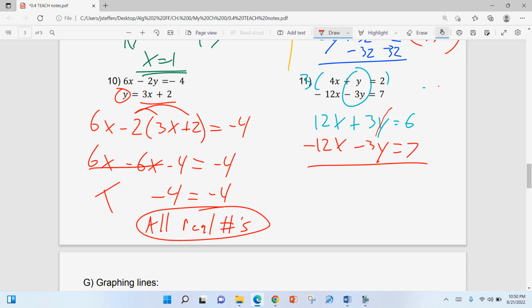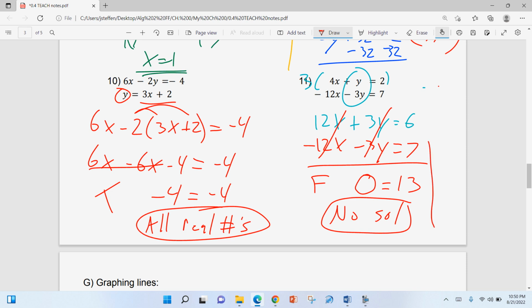So my y's canceled like I wanted, but now my x's also canceled. So on the left-hand side, I don't have anything left. Everything canceled. On the other side, 6 and 7 is 13. So this is false. So this is no solution. No matter what numbers you plug in, you will not get a solution for that.